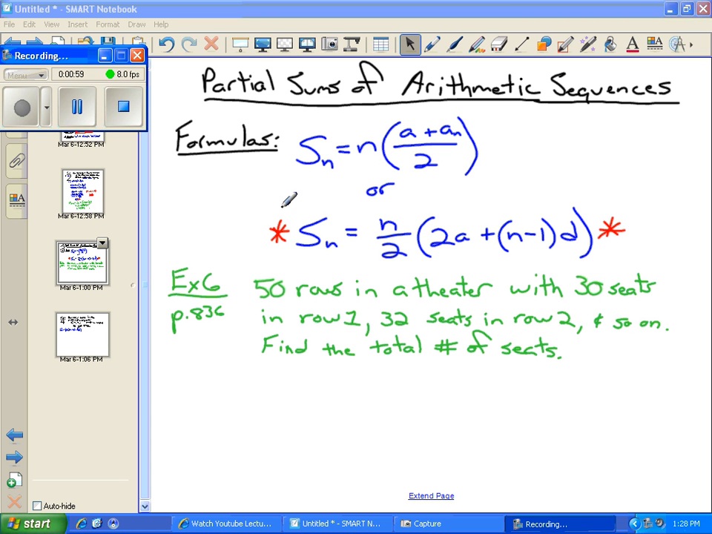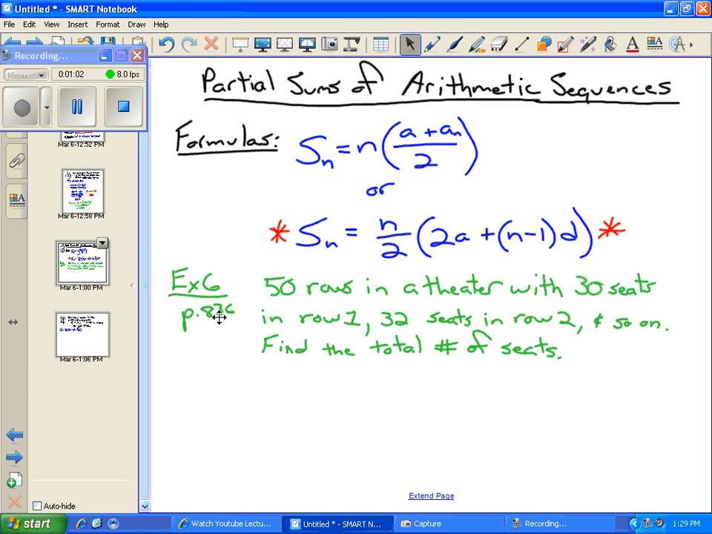This is example number 6. You can look at it. It's on page 836 here in your book if you want to check it out in your book as well. But the problem says there are 50 rows in a theater with 30 seats in the first row, 32 seats in row 2, and that kind of continues on. So the rows are increasing by 2 every time. We start at 30, then go to 32, then 34. We want to find the total number of seats in the whole theater. There's 50 rows. So we're going to use this second formula.